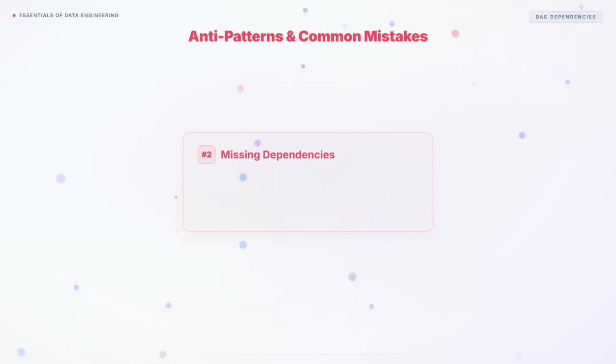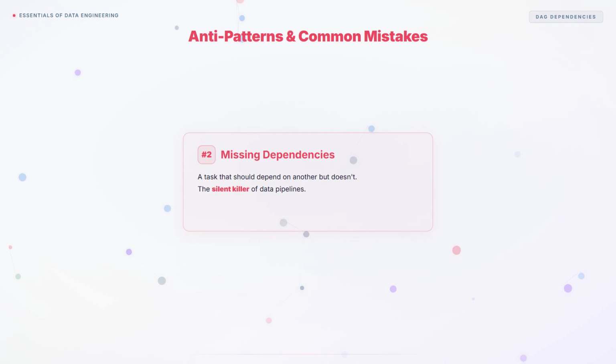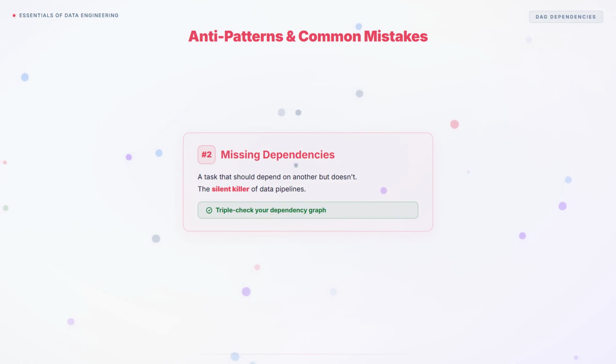Second, missing dependencies. This is the one from our earlier scenario. A task that should depend on another task but doesn't. The aggregation that runs before the currency conversion. This is the silent killer. No error, no failure, just wrong data. Always triple check your dependency graph. Draw it out. Walk through it mentally. Ask yourself, for every task, what must be true about the data before this task runs?